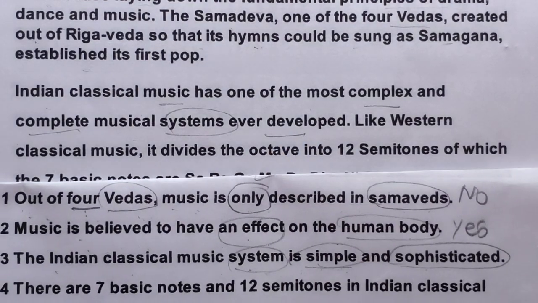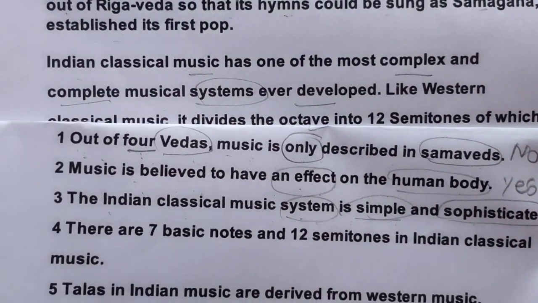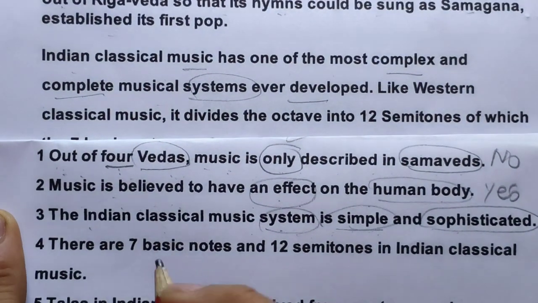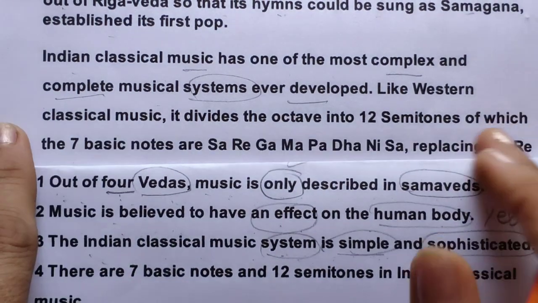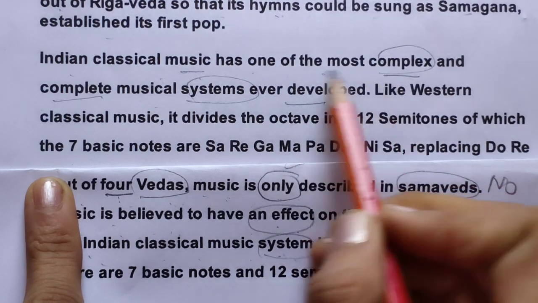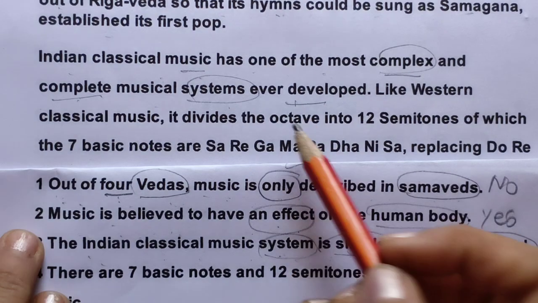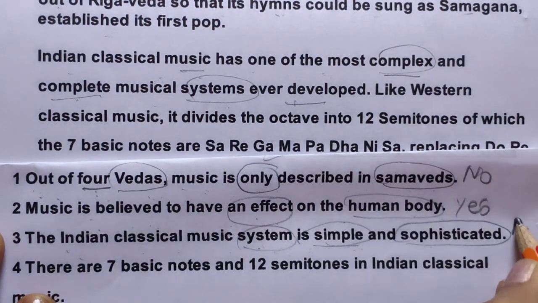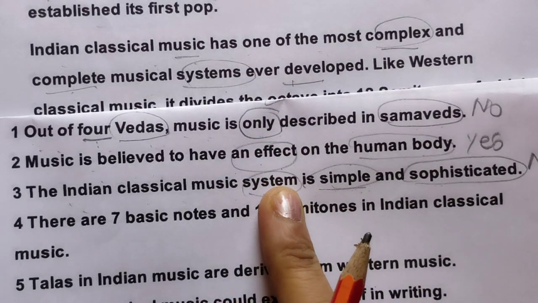Okay, now look at the situation here. Look at the question here. See this. The Indian classical music system is simple and sophisticated. Here, Indian classical music has one of the most complex and complete musical systems ever developed. So yes, of course, this is contradiction. I will go with no. Now 1, 2, 3 questions we have done.